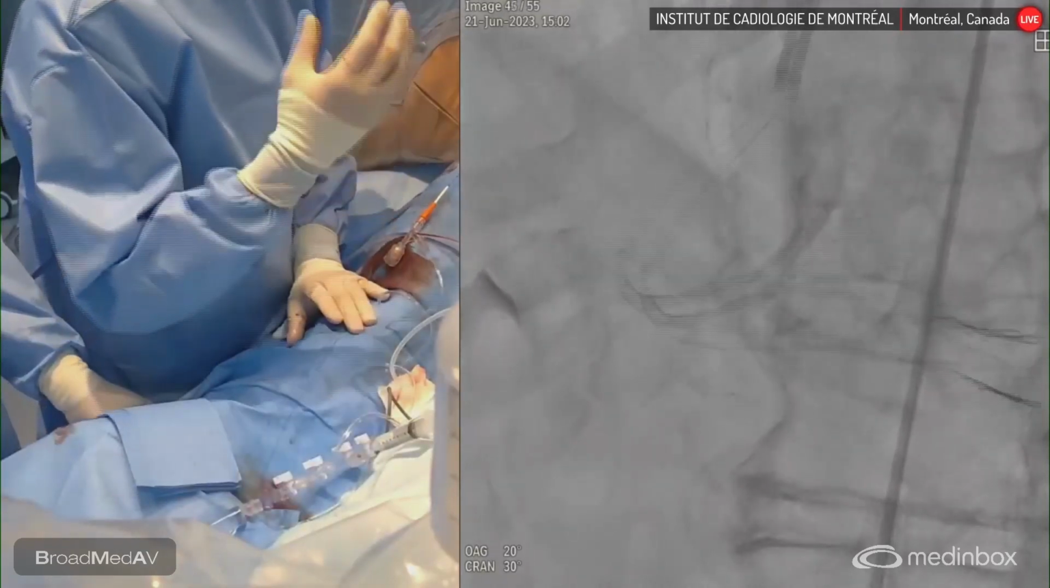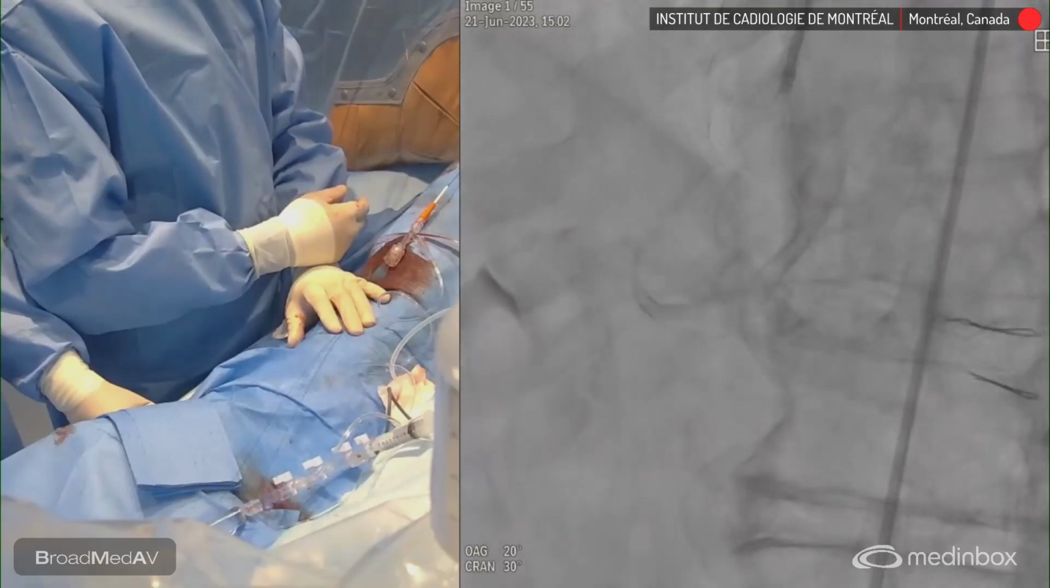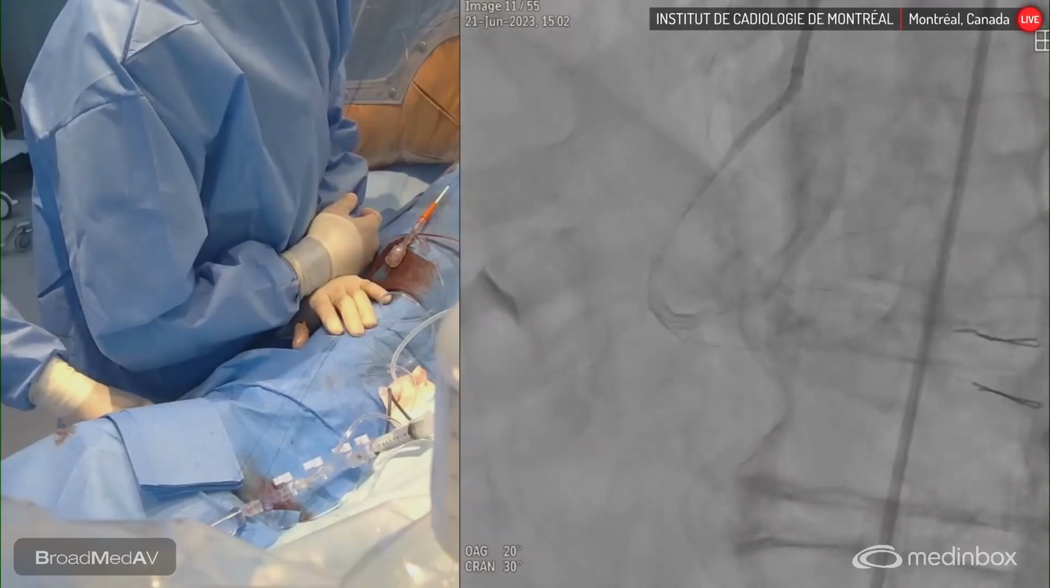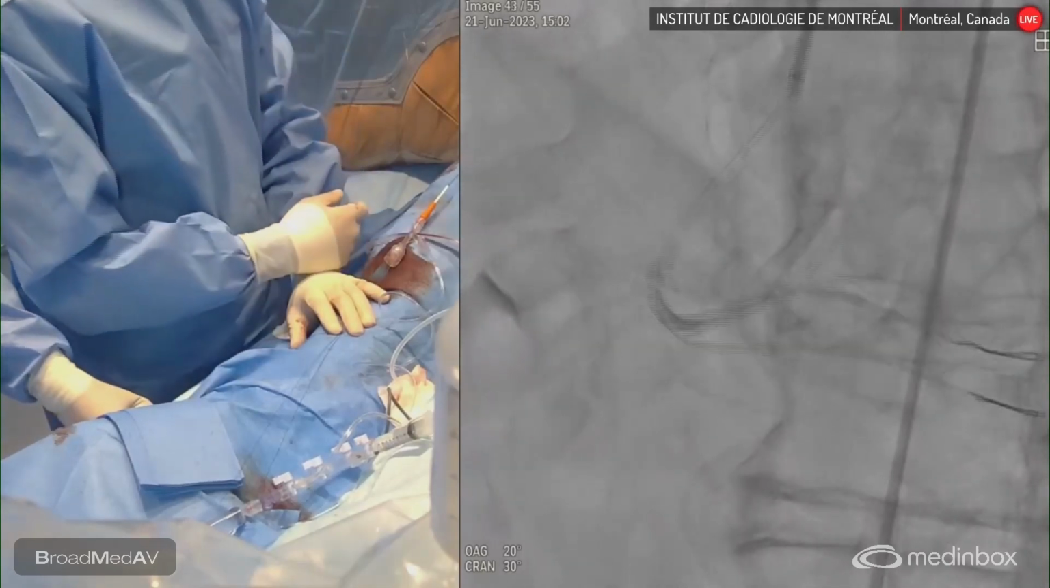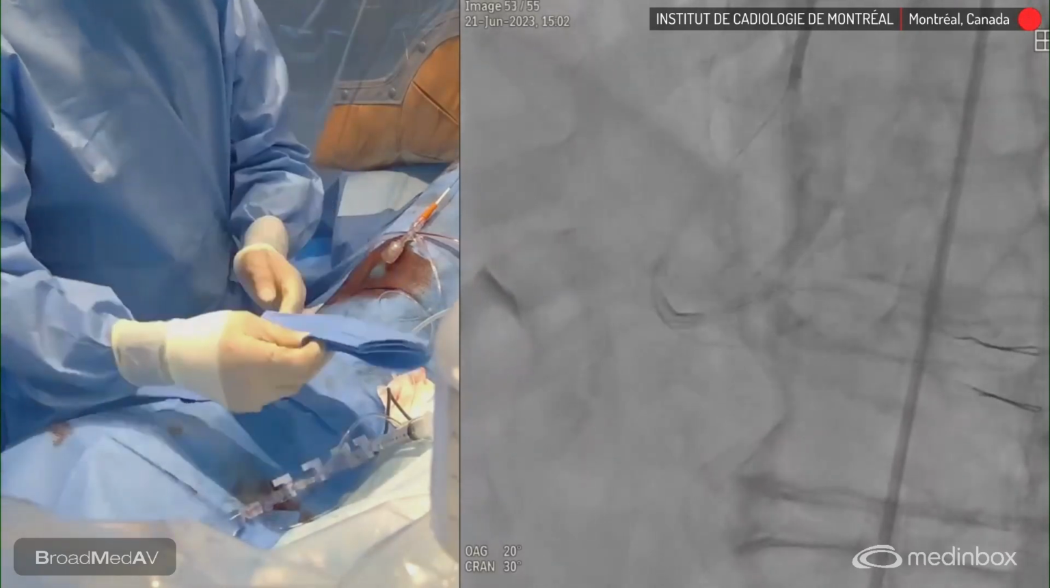So the branch is jailed. The distality looks pretty good. So we're going to try to recross in that branch and inflate a small balloon. We'll just do a provisional at this point. On prend un autre run through, s'il vous plaît. We have the other run through.